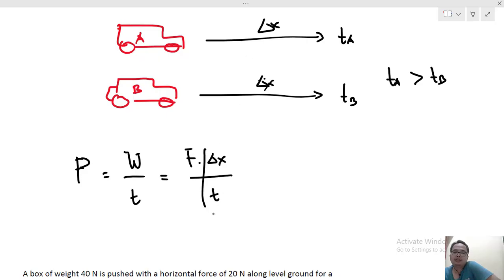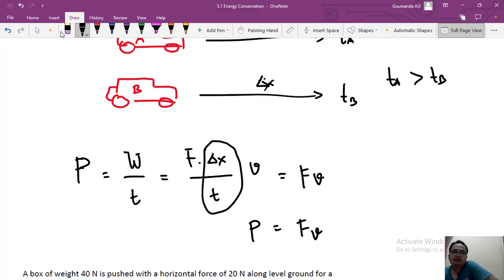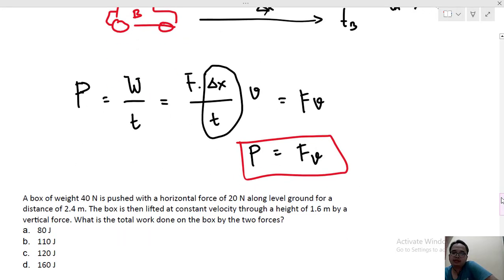We know that delta x over t is speed, or velocity. So we can write the equation as F v. The conclusion is P equals F v. Power has a relation with F and v.